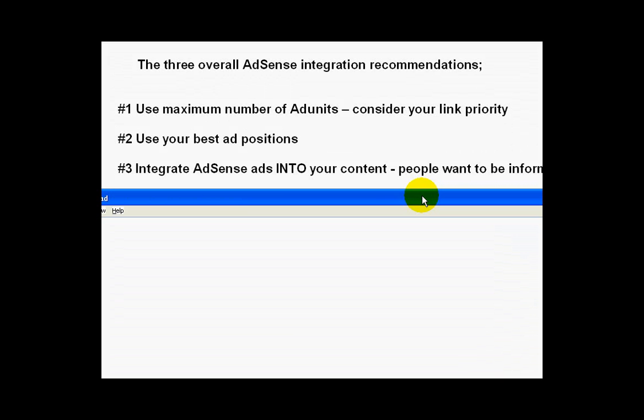And since we have already covered recommendation number 1, which is the maximum number of ad units as well as recommended ad formats from the previous videos, I will continue to look at recommendation number 2. Where are your most productive ad positions?